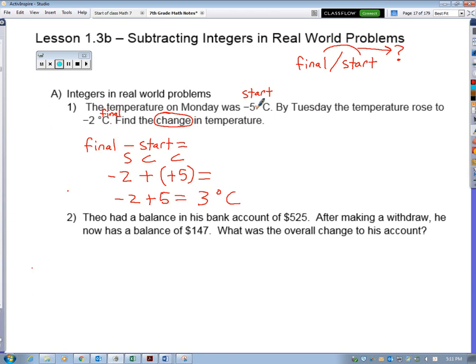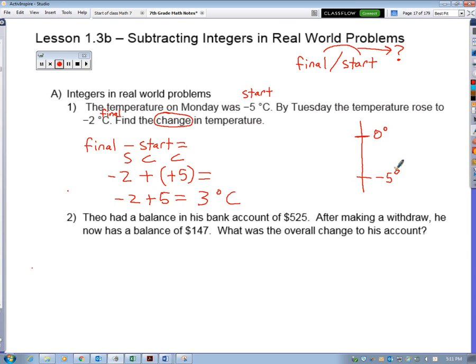Let me show you on a visual. Let's just say this is a thermometer. And right here, let's call this 0. It's always good to label our 0. Okay, we got 0 degrees. And we started at negative 5.